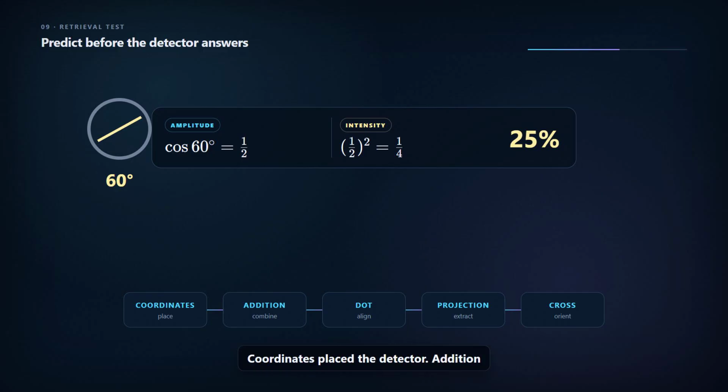Now read the whole experiment. Coordinates place the detector. Addition combined moves. The dot product measured alignment. Projection produced the transmitted field vector. The detector turned field amplitude into scalar intensity. The cross product organized the fields and the direction of energy flow.